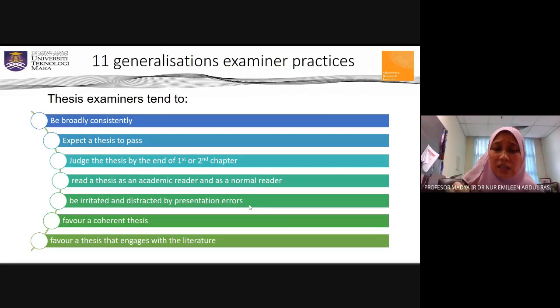So engagement with the literature tu very important. So kenapa literature tu kita ambil, kenapa dia masuk dalam thesis, apa related benda tu dengan the method and whatever finding yang sepatutnya thesis tu dapat, kena ada engagement dekat situ. Okay.